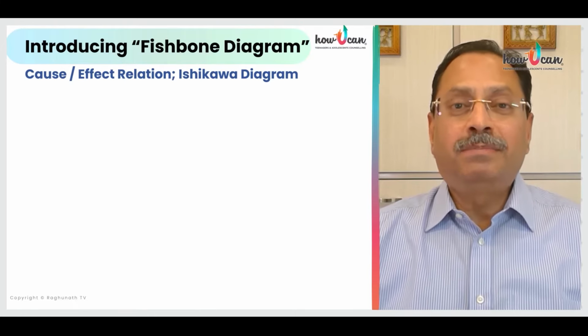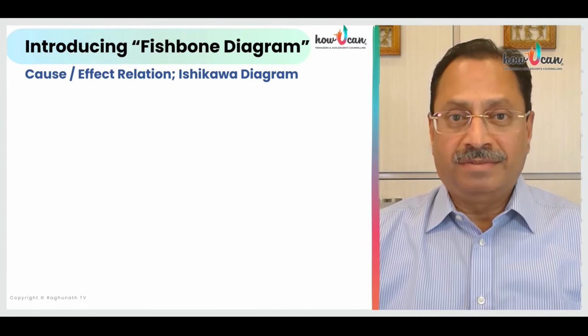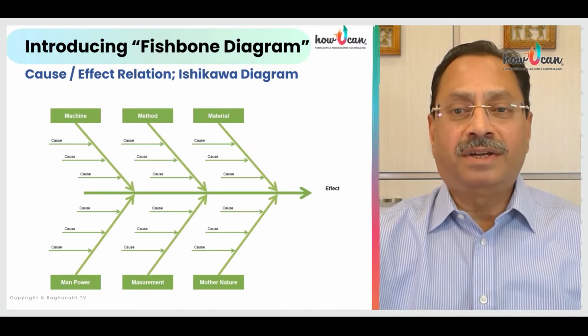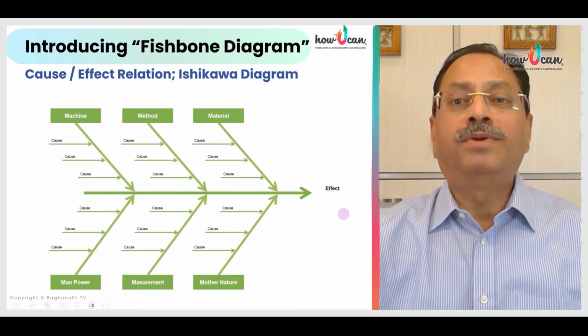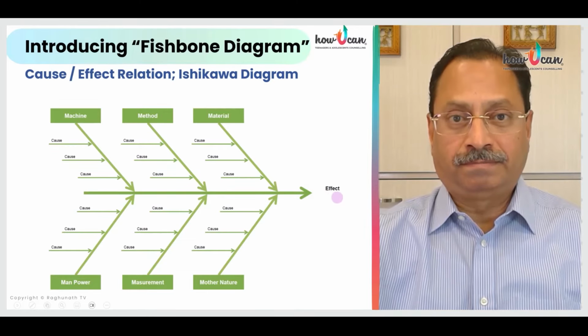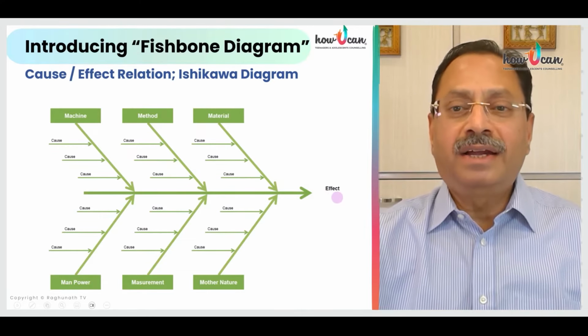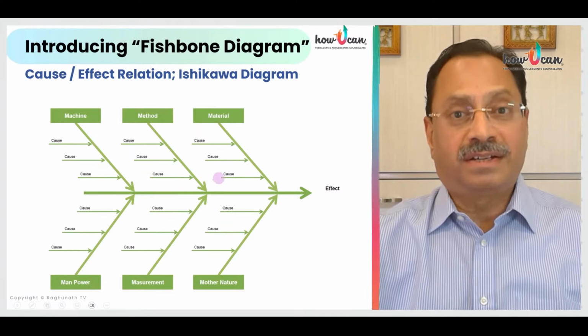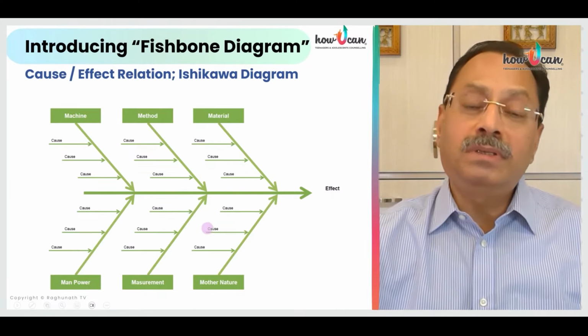Basically, this principle was created keeping this concept in mind: if there is an effect that you are observing or you want to have, you sit back and trace what are all the causes that go to create the effect. What are all the possible causes?